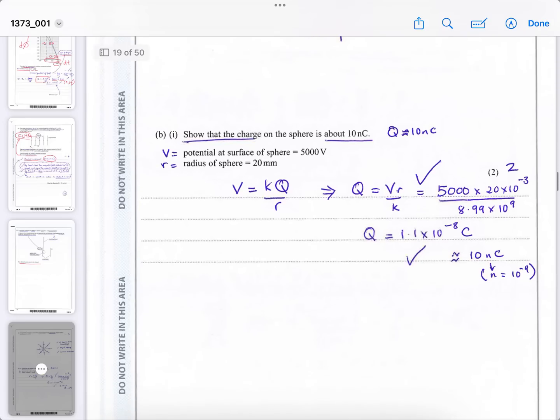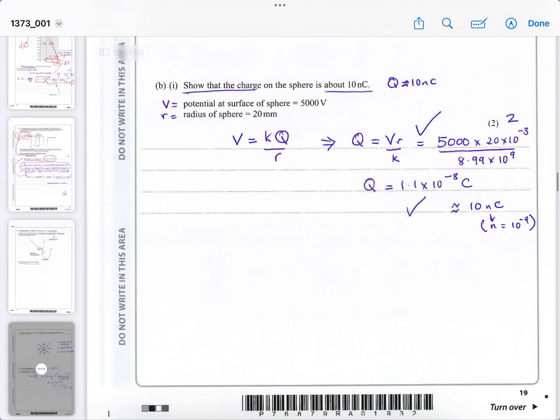The next question is then: show that the charge on the sphere is about 10 nanocoulombs. 10 nanocoulombs means 10 to the minus 9 coulombs, so don't forget to read these prefixes accurately. We know that the voltage at the surface of the sphere, remember it was charged by 5,000 volts, is 5,000 volts, because it will be charged by the 5,000 volt plate, and the radius of the sphere is given as 20 millimeters.